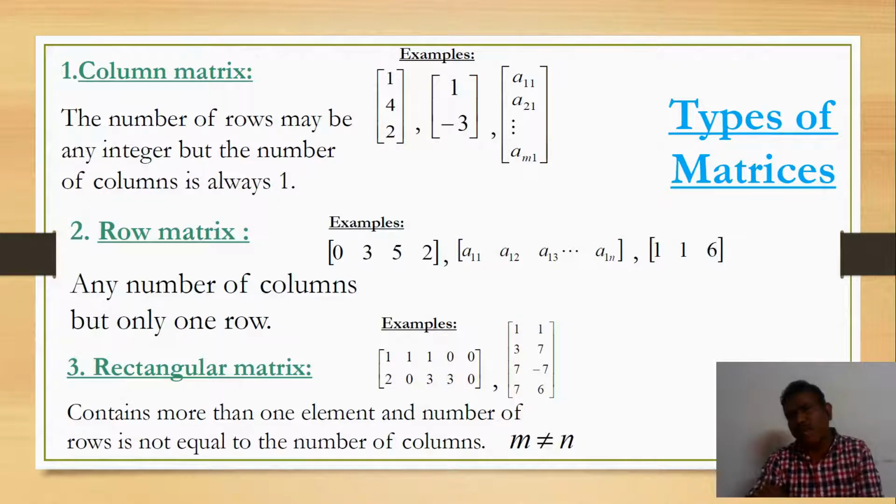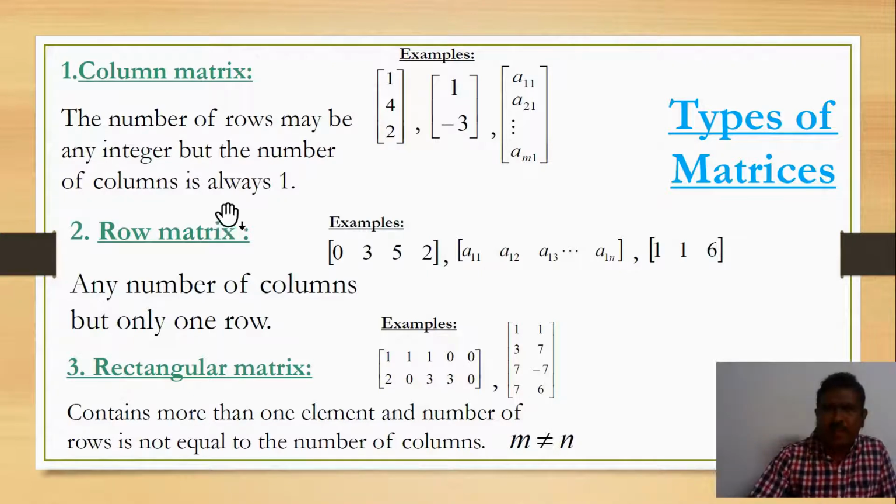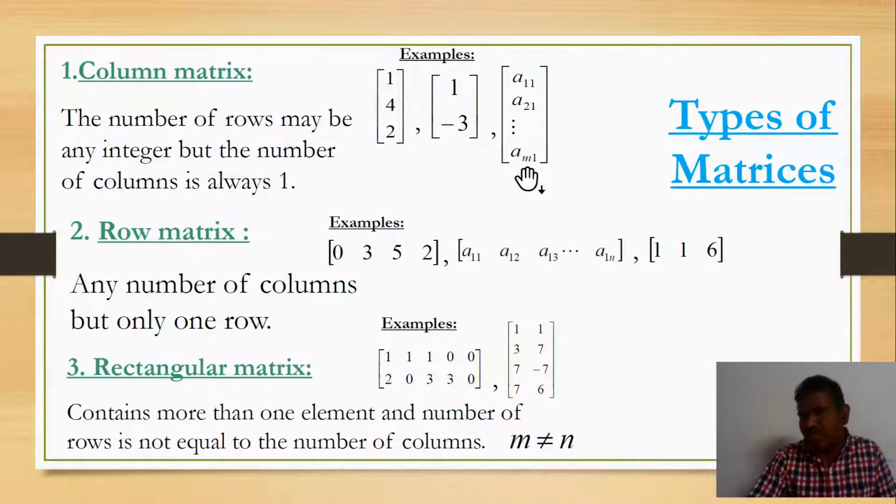Next, column matrix, students. Here we are defining only a column, that is a column matrix. It should have only one column, irrespective of rows. Suppose you consider 2 rows, here we have 3 rows, and again we represented up to m rows. Irrespective of rows, there should be only one column, which is known as a column matrix.